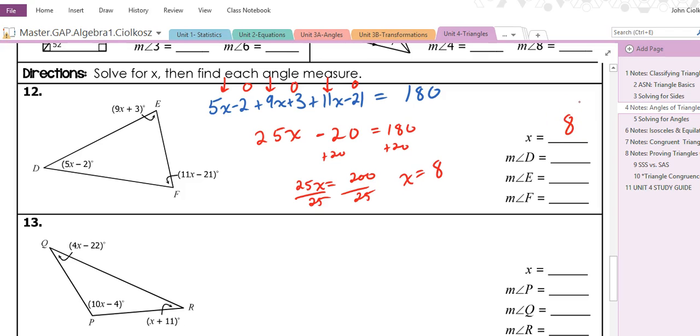Now, to find each side length, or my angles here, I would plug in here: 5 times 8 minus 2. Here, 9 times 8 plus 3. And here, 11 times 8 minus 21. Algebra, calculator, boom, answers.